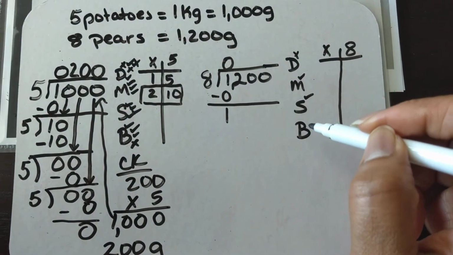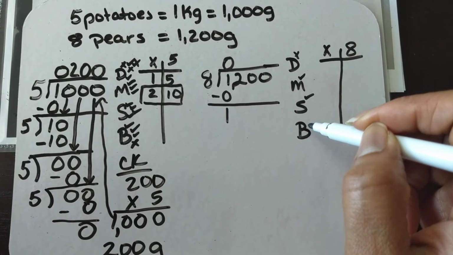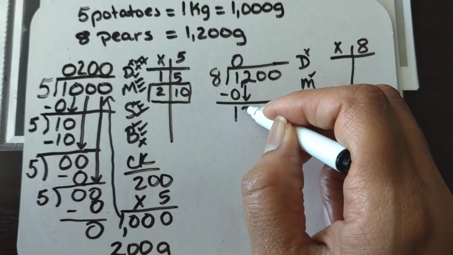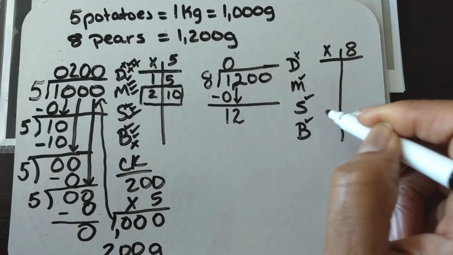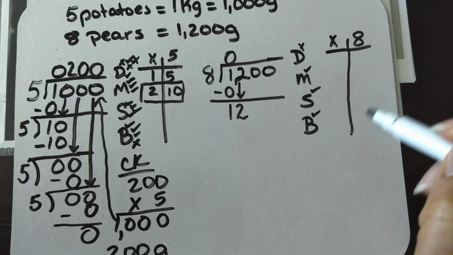Now, put a check there. My next step is to look at the B. Bring down. Do I have a number to bring down? Yes, I do. I have a number 2. Put it right beside the 1. Check. There's a check on my B. That means I need to go back up to the D and start all over again.